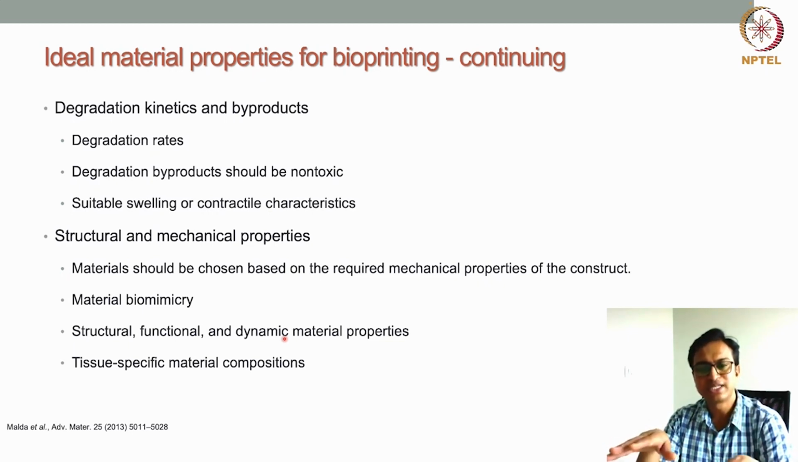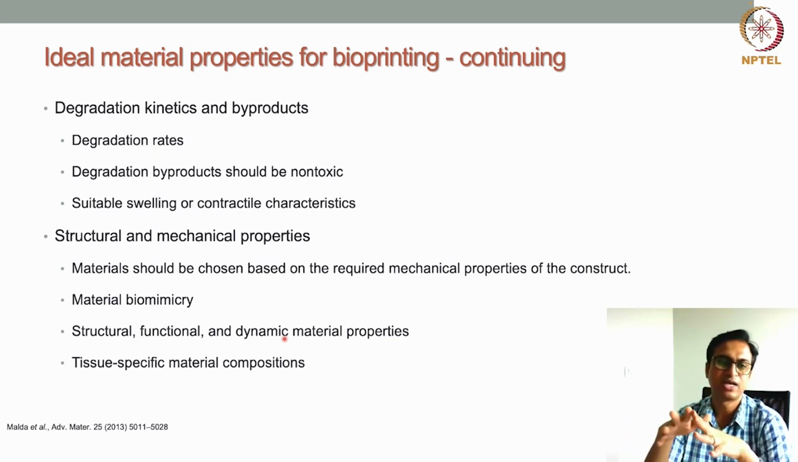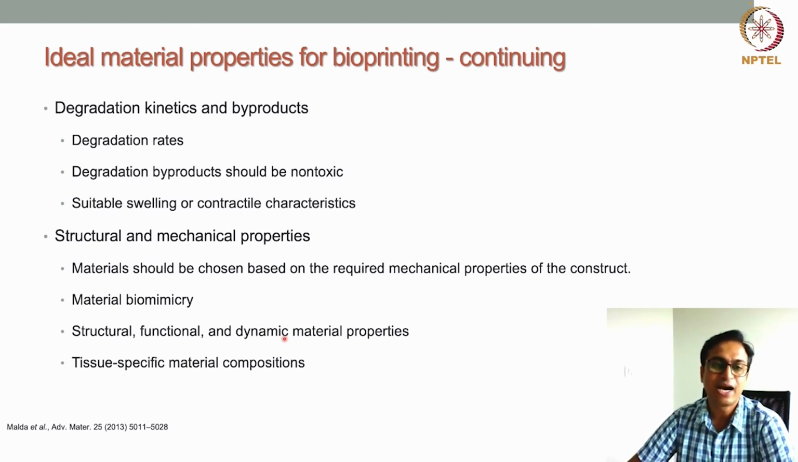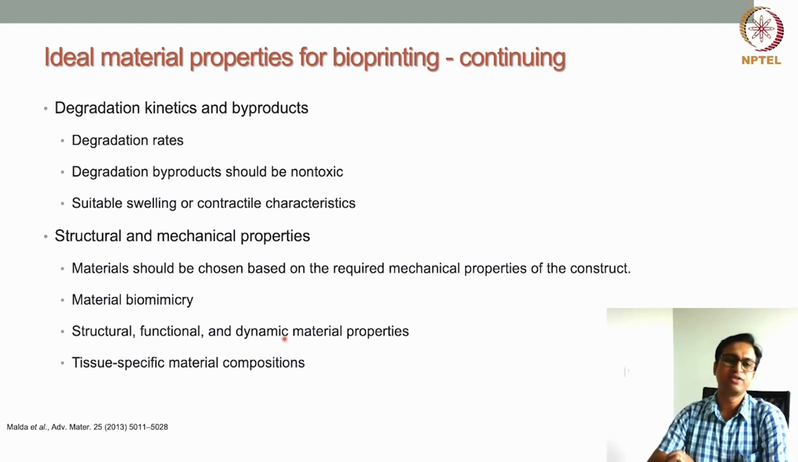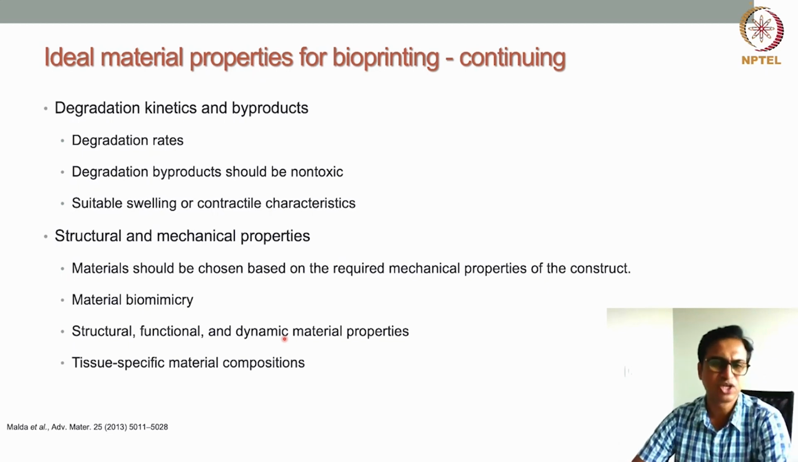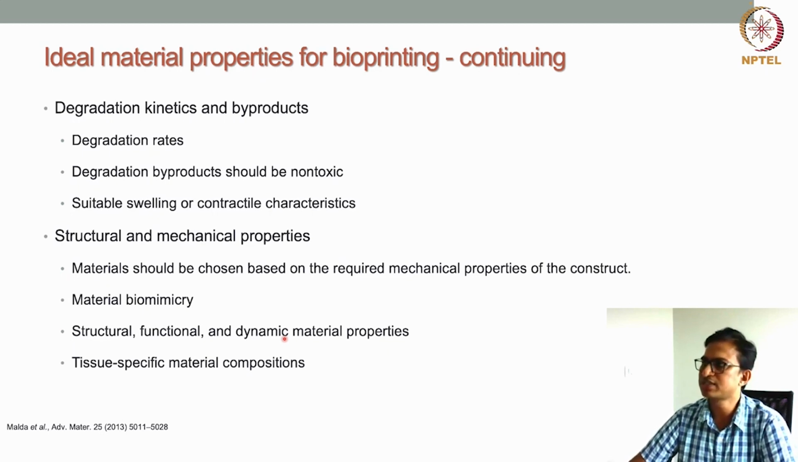That means the degradation rate and the tissue building should go at the same rate. Otherwise, there will be a mismatch, and that can be a challenging thing. Other than this, the degradation products of these biomaterials should not be toxic to the cells. When these biomaterials degrade, they can produce certain byproducts. The most important thing is that the biomaterial as such and the degradation product both should not be toxic.